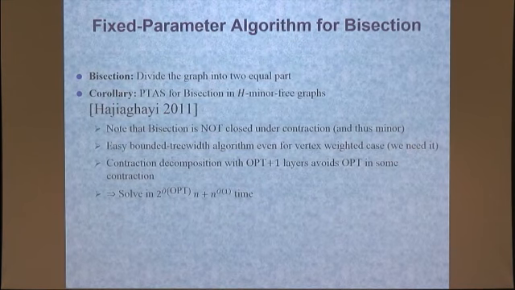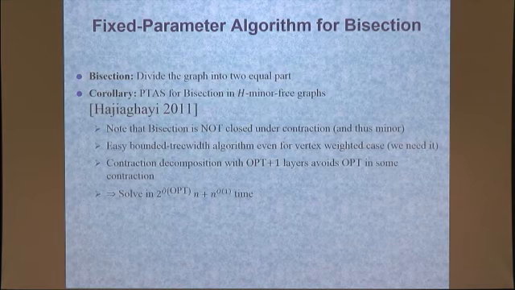Now I want to solve this problem. This is again another application of this. So what is bisection? You want to divide the graph into 2 equal parts. Say the number of vertices is even. I think you can generalize it to the odd case, but say that it's even.